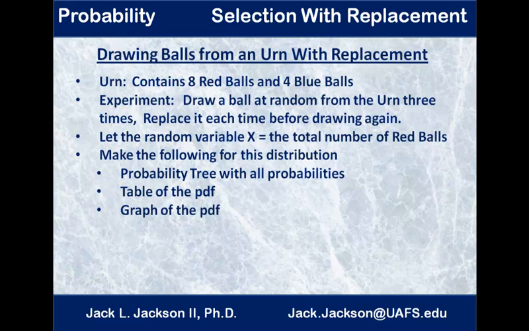So let X be the total number of red balls that we draw out. What are the values X could take on? Well, it could be 0, 1, 2, or 3. So there are actually 4 different possibilities. Make a probability tree with all the probabilities, make a table, and graph the PDF. Do that now, please. Please press pause now.